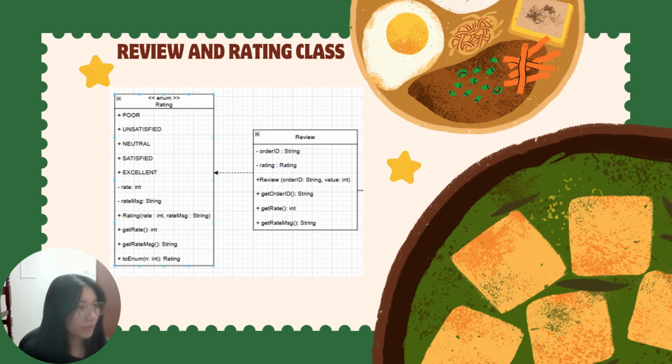In our system, we have the review and rating class. In the review class, we have two simple attributes, which is the order ID and also the rating. We have the constructors and the getters. For this review class, it contains another rating enum class. So in this rating, we have 5 values, which is poor, unsatisfied, neutral, satisfied, and excellence. In this rating, we also have two simple attributes, which is the rate and the rate message. We have the constructors and also the getters. And here we have a method called toEnum, which is to convert the integers into the enum value.